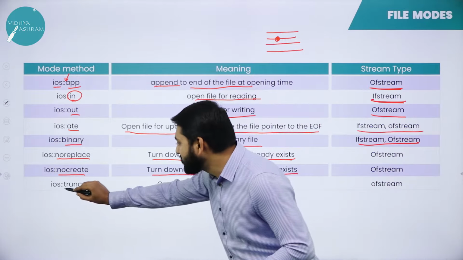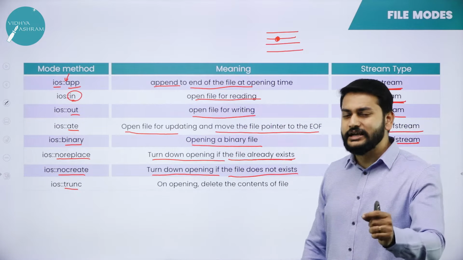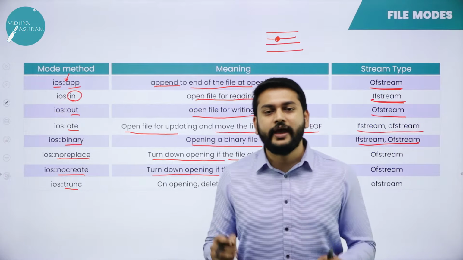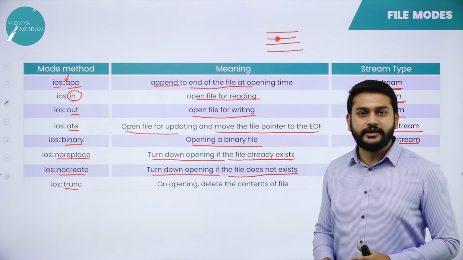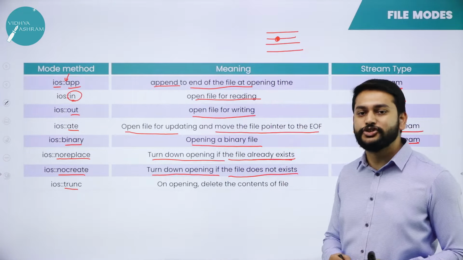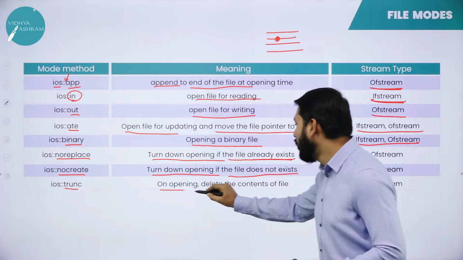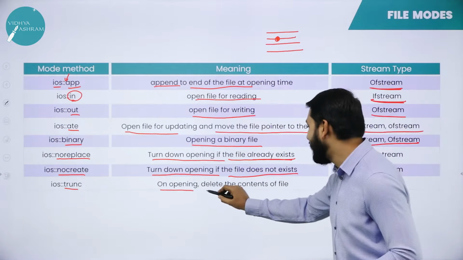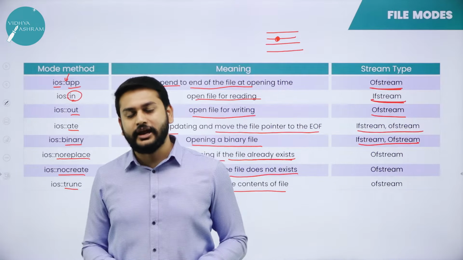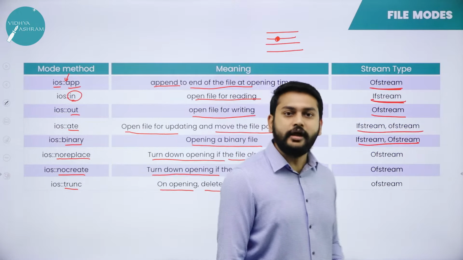So what is the last mode that I have? This TRUNC, in short. Okay guys, we actually call this truncate. So what exactly is the truncate method doing? Please observe. On opening, delete the contents of the file. Whenever you are trying to open the file, please delete everything and open. That is what truncate is doing.